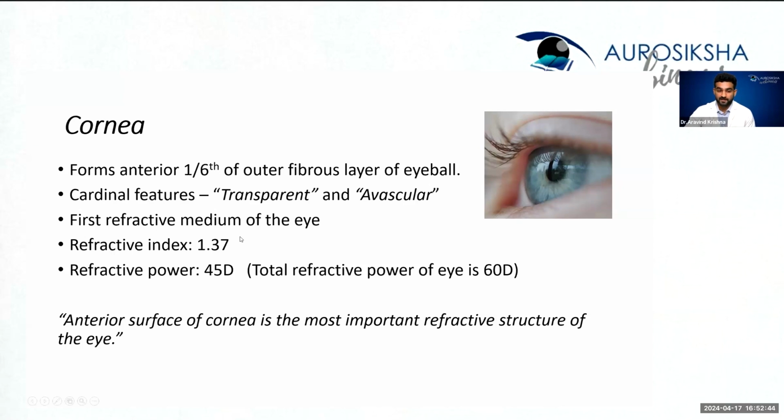So it is the first refractive medium of the eye, also the most important refractive structure in the eye. The refractive power of the cornea is 45 diopters. The total refractive power of the eye is 60 diopters. So 45 out of 60. This implies that the cornea is the most important refractive structure in the eye. So what about the remaining 15 diopters? I guess most of you can easily guess that, but let's see in the subsequent slides.